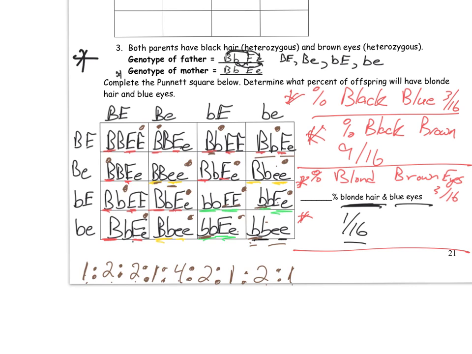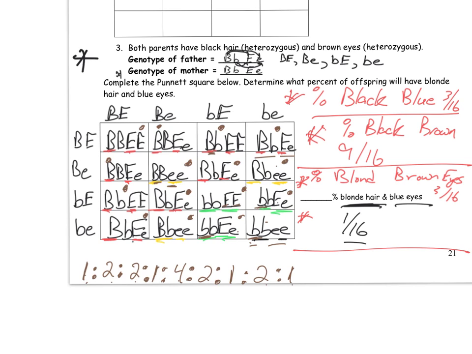There's two ways to get black hair, right? That's big B, little b, and big B, big B. So this is black and blue-eyed, this is black and blue-eyed, and this is black and blue-eyed. So we have 3 out of these 16 that can be black with blue eyes, and so on with all the rest of the phenotypes. So this is why a dihybrid cross can be complicated.